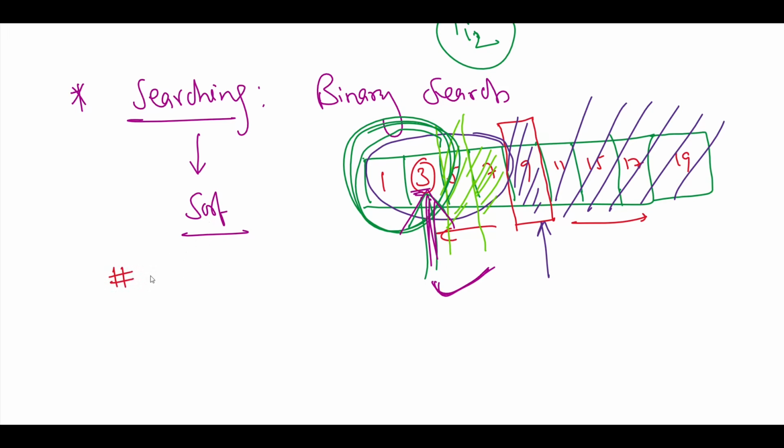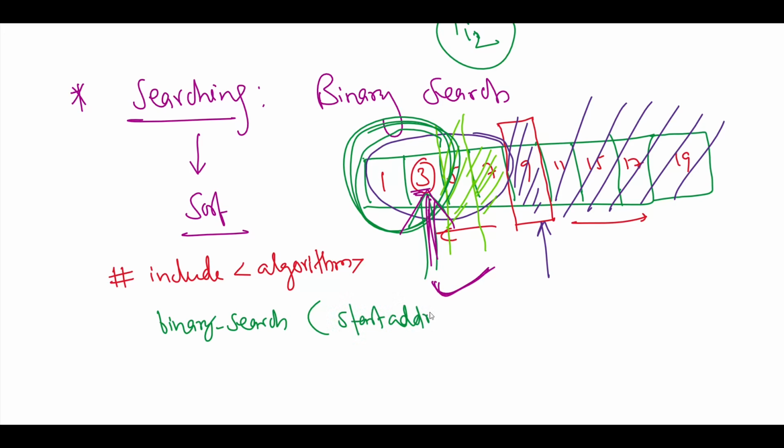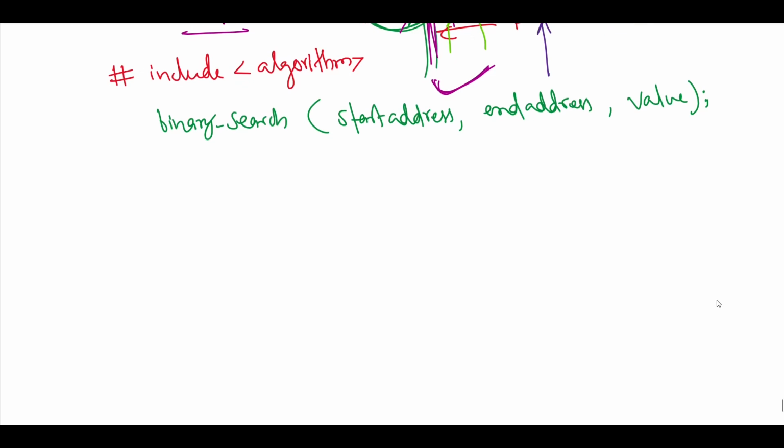The first thing we have to do is include algorithm, and then we can use binary search. The function for using binary search is binary underscore search. Then we have to write the start address, then the end address, and finally the value that we want to find out. So this is the syntax of binary search. Now let's see using some programs how we can implement this.